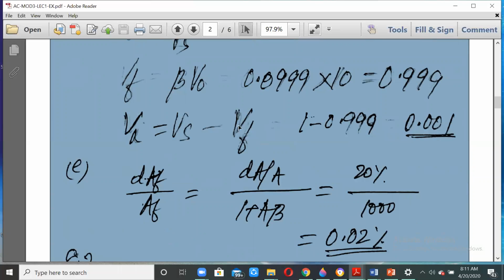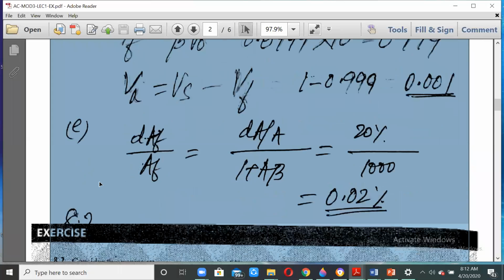Then Vi is equal to Vs minus Vf. The Vs value is 1 and the Vf value is 0.999, that will give us 0.001. Then the percentage error, dAf by Af, is equal to dA by A divided by 1 plus A beta. So if dA by A is 20%, and the quantity 1 plus A beta is 1000, that will give us 0.02%.